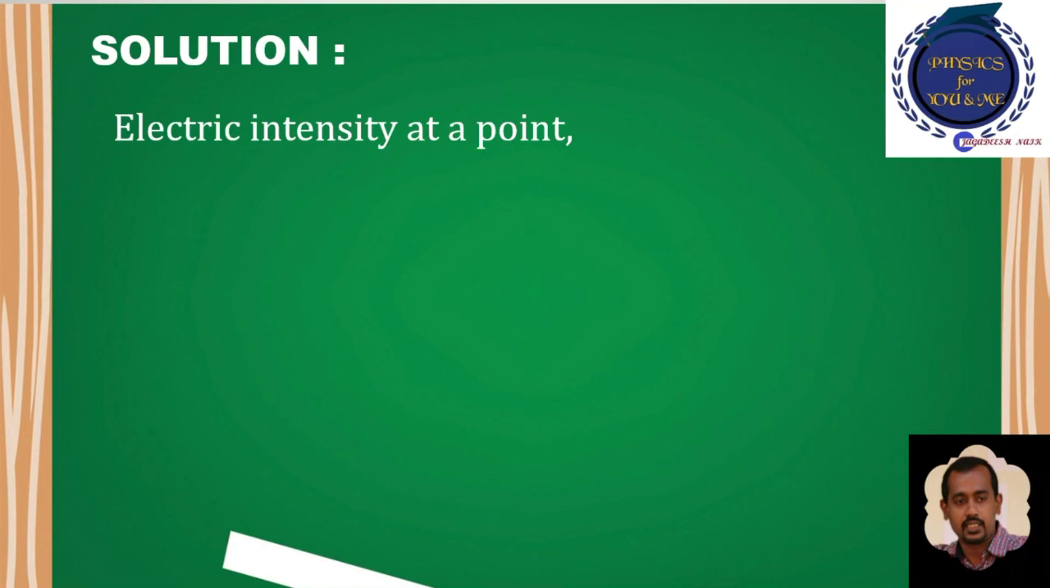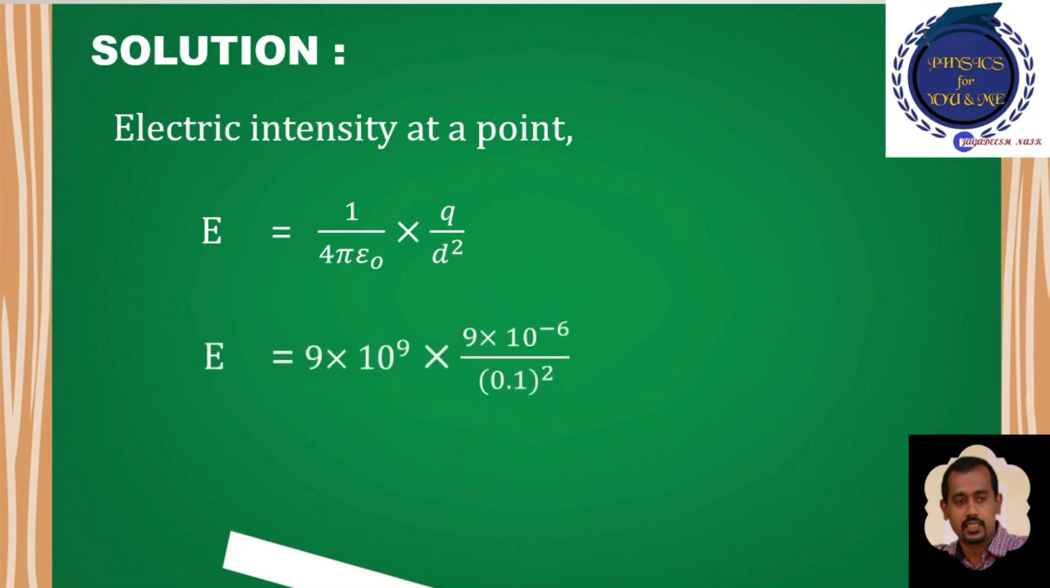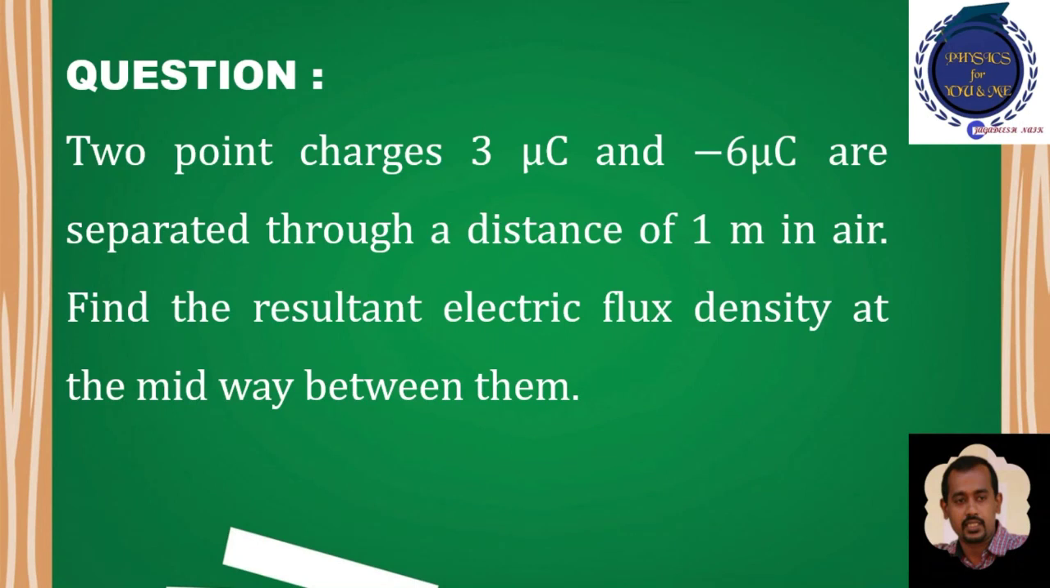Electric intensity, electric field, electric flux density, they are one and the same. And it is given by the expression E is equal to 1 by 4 pi epsilon naught into Q by d square. When we substitute the values, we will get electric field is equal to 8.1 into 10 raised to 6 Newton per coulomb. Second question.